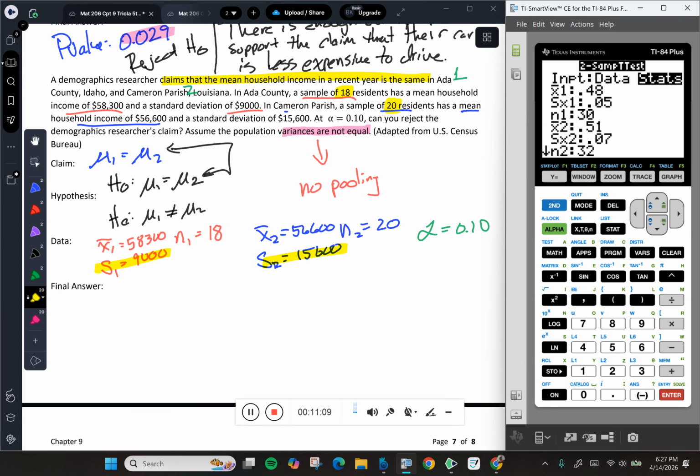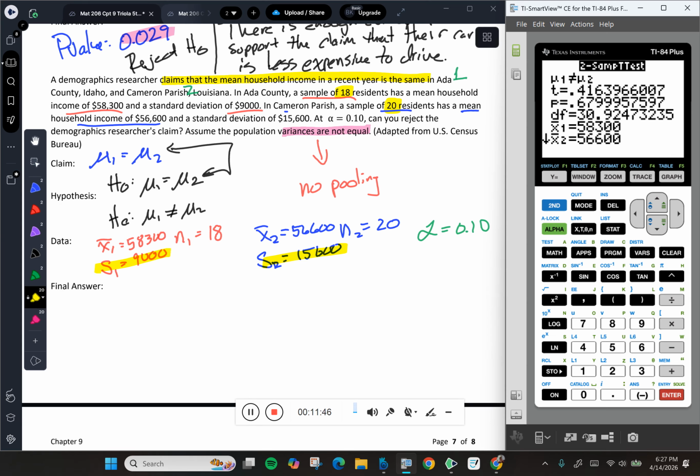So t-test, I've got my data: x bar sub 1, 58,300, standard deviation 9,000, sample size 18. X bar sub 2, 56,600, sample standard deviation 15,600, sample size 20. Alternate is not equal to, so I'll select that. Pooled is no because the population variances are not equal. Give me my answers, please.